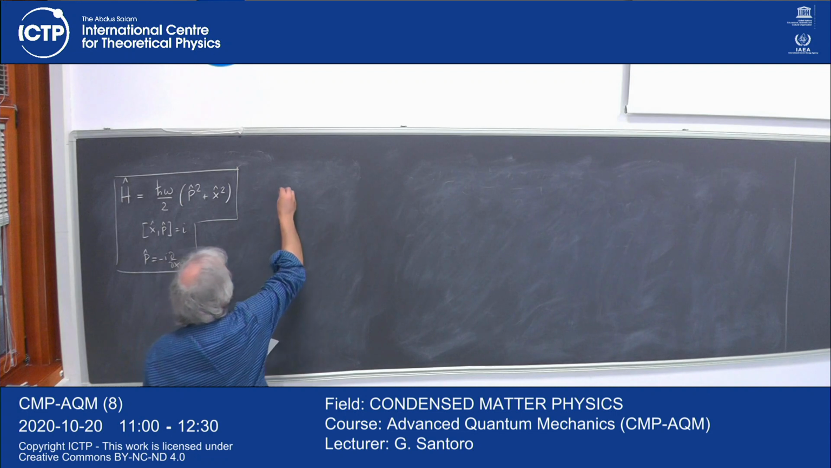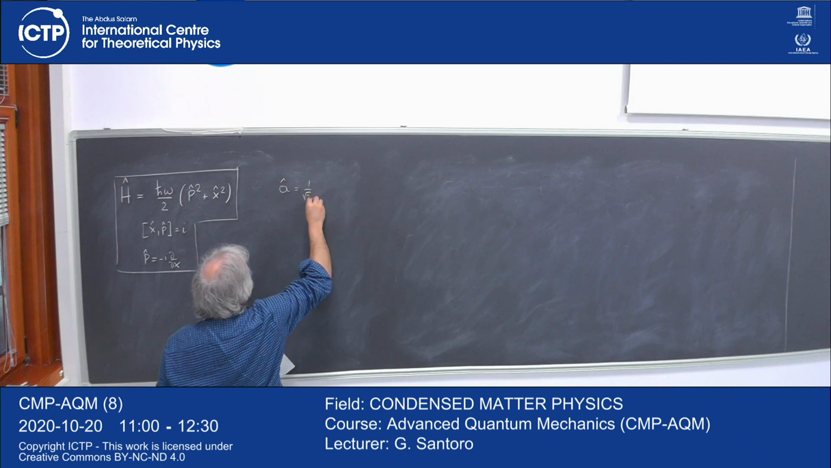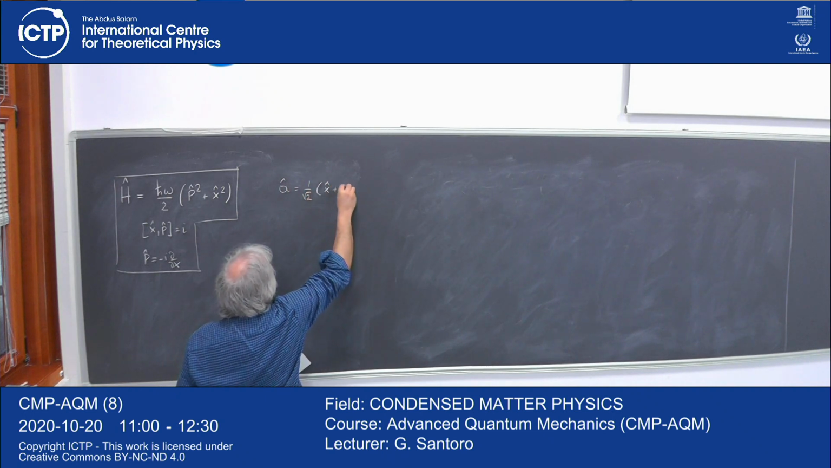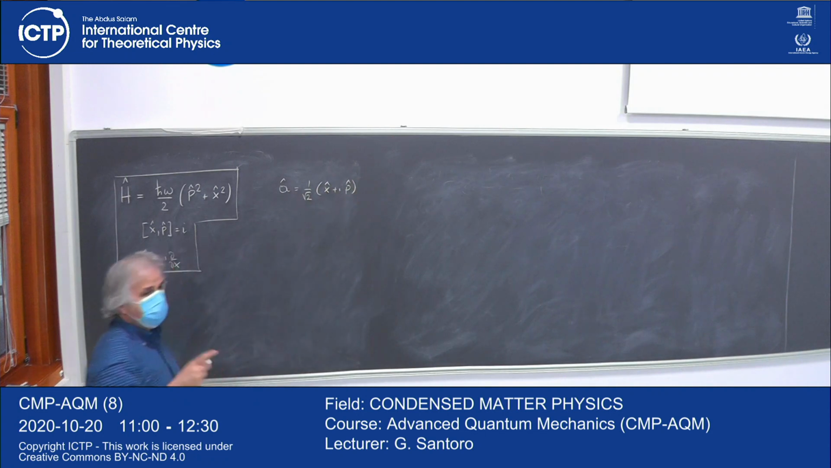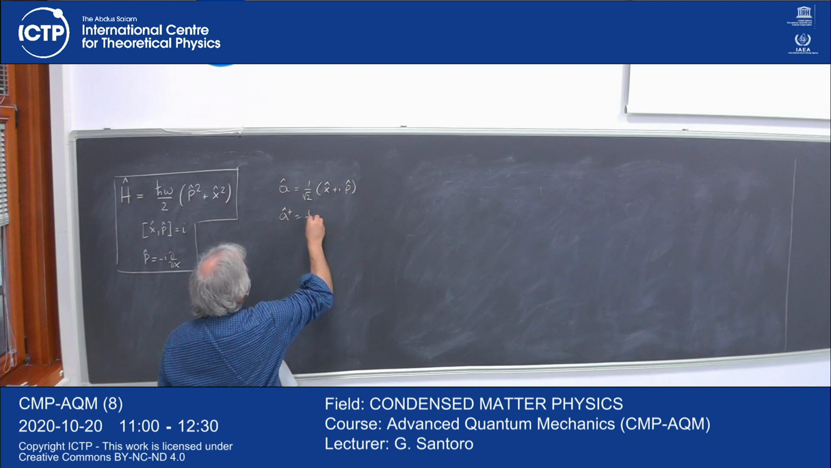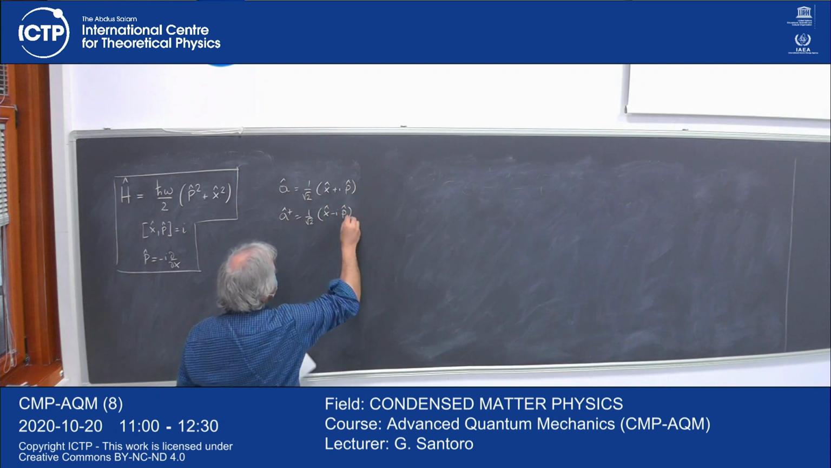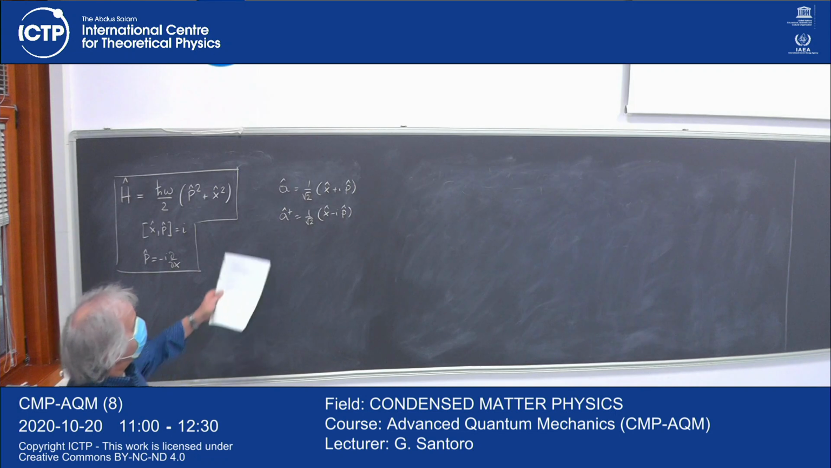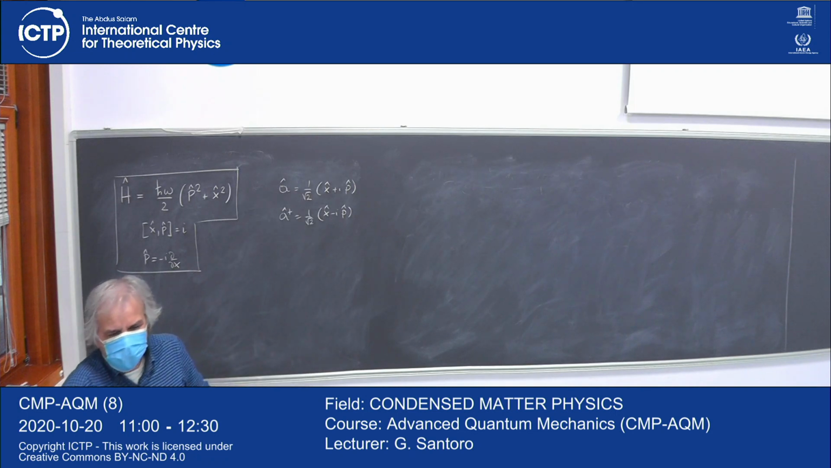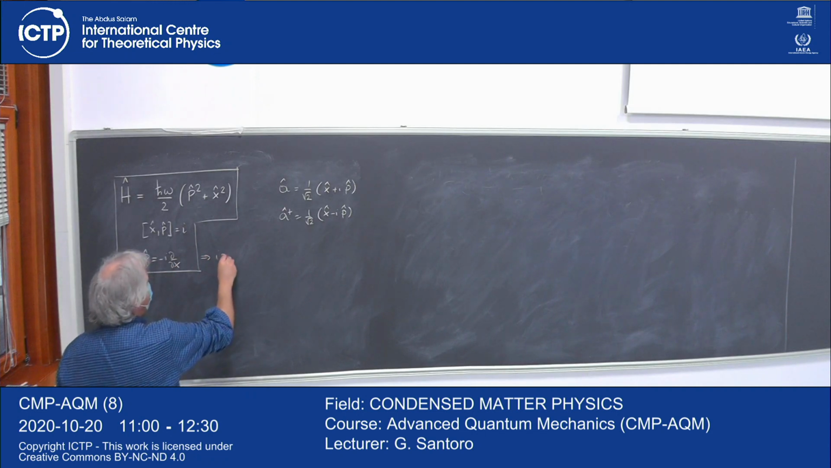Okay? I define a new operator, which I call A, which is given by 1 over square root of 2, x plus iP. Notice, this is not a Hermitian operator, right? You see, x is Hermitian, p is Hermitian, but this is x plus iP, okay? So if I ask you to calculate the Hermitian conjugate, you will tell me immediately, no, that is x minus iP, right?